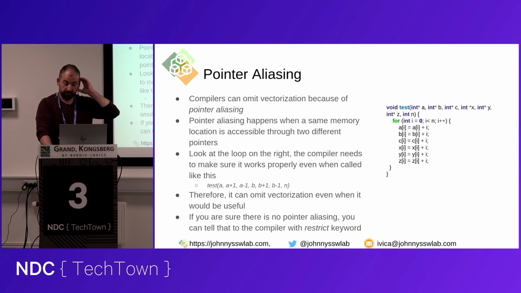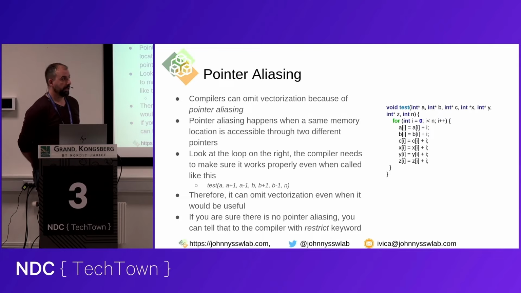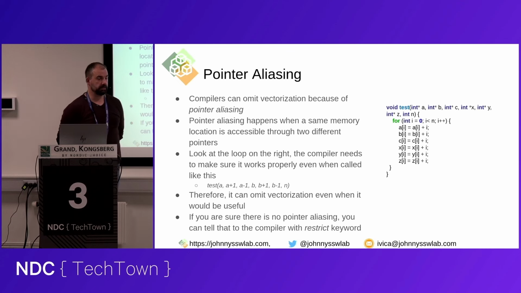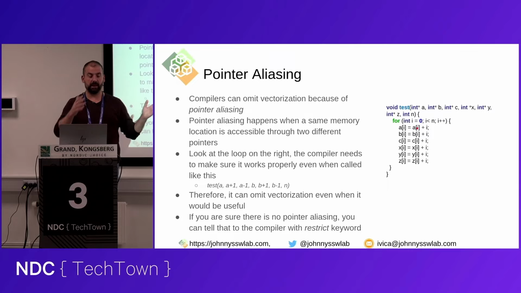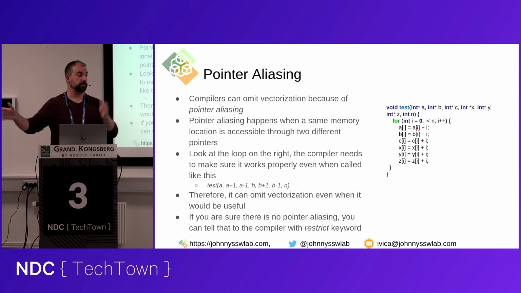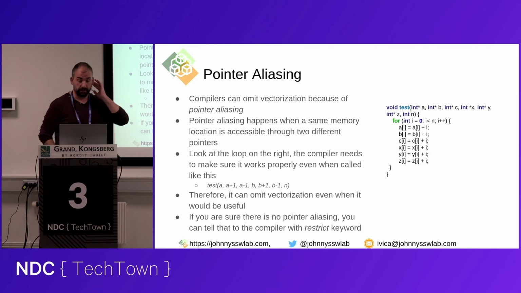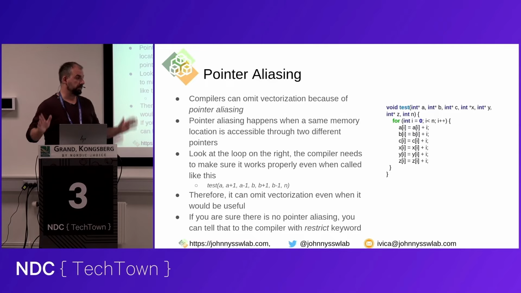One thing is pointer aliasing. It's one reason why vectorization doesn't happen. Imagine here is my loop, and it has six pointers. Now, if these pointers are completely separate blocks of memory, A points to one block of memory, B points to another, and C to another, then vectorization is fine.